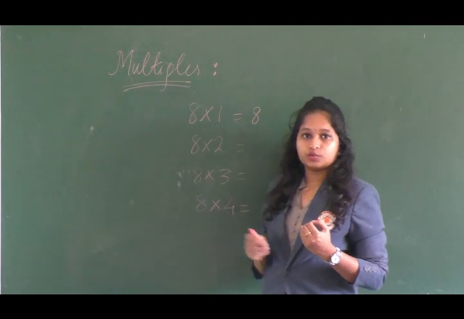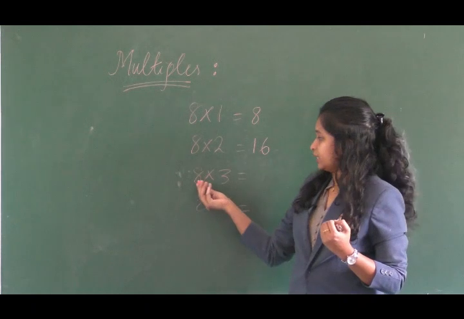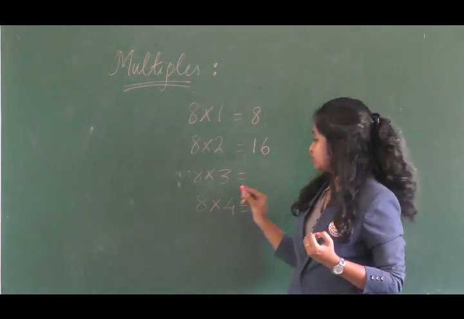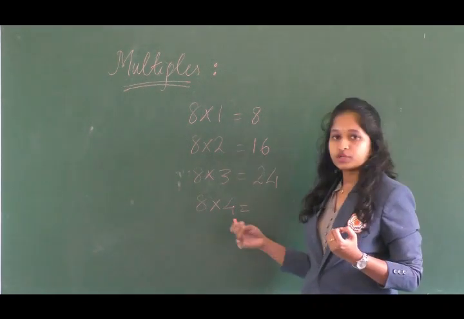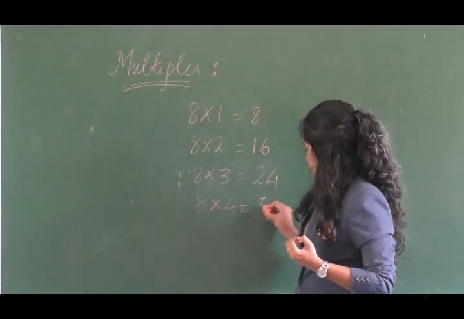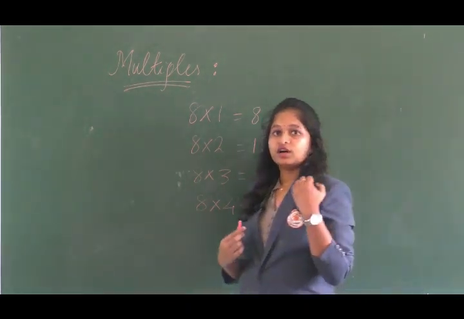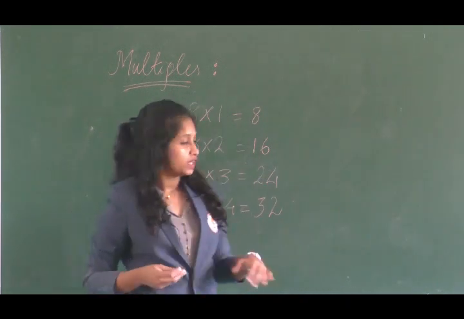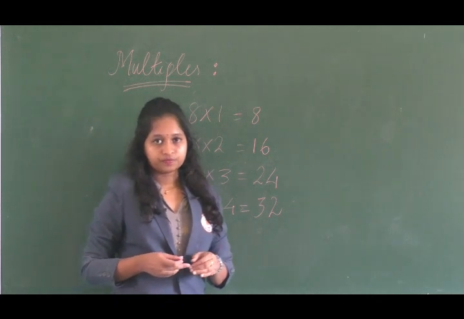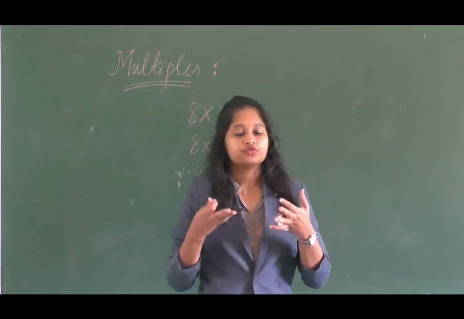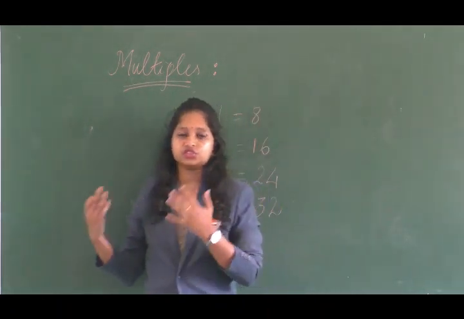8 into 2 is 16. 8 into 3 is 24. And 8 into 4 is 32. So all these values are the multiples of 8, and these are the first 4 multiples of 8. So whenever you get questions to find multiples, multiply the given number with 1, 2, 3, etc.